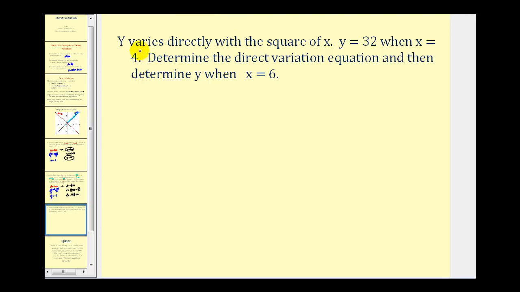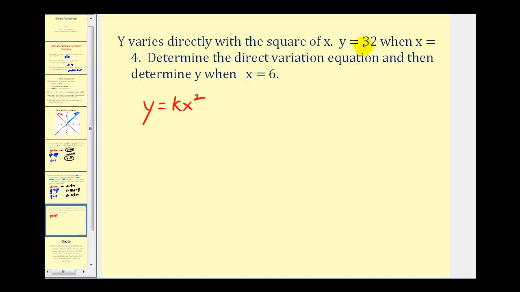What I mean by that is here we're given that y varies directly with the square of x. So it's not just y equals kx. In this problem it's y equals k times the square of x, or x squared. And from here it'll be pretty much the same. We're given that y equals 32 when x is 4. We want to determine the direct variation equation and then determine y when x is 6.